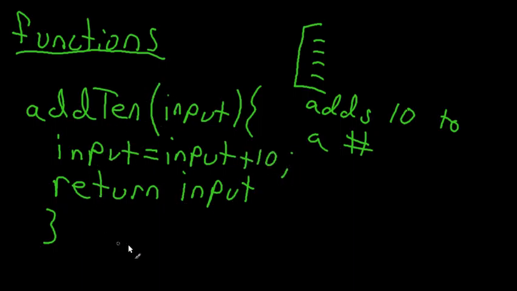And there we go. We've made a little function called add 10 that takes some number input, adds 10 to it, and then returns it. Let's see how this looks in Blockly.